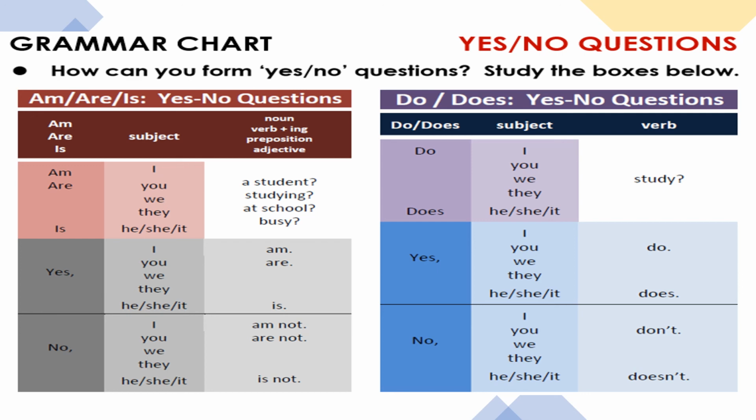No, she is not, or no, she isn't. No, it is not, or no, it isn't. This is about the first table. What about the second table about do, does, and did? Like this, as you can see, this is about yes or no questions also.